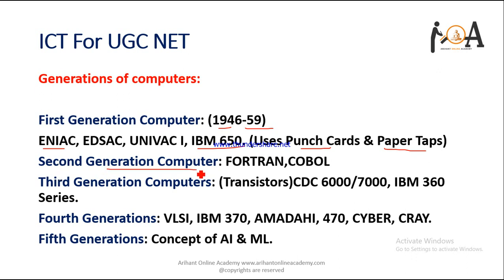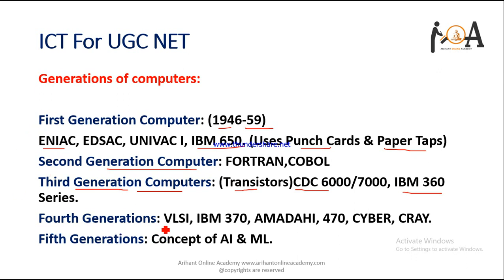Basically they consist of tiny transistors, and Fortran and COBOL are the languages which the computer systems used, right? After that, third generation computer systems came into existence. The examples of third generation computers are CDC 6000 or 7000 and IBM 360 series. They used transistors, and they consumed less energy than the previous ones, and they also took less space than the previous version, right? After that, fourth generation has come.